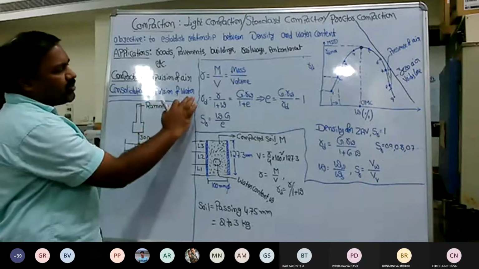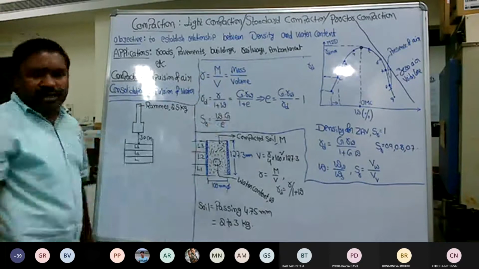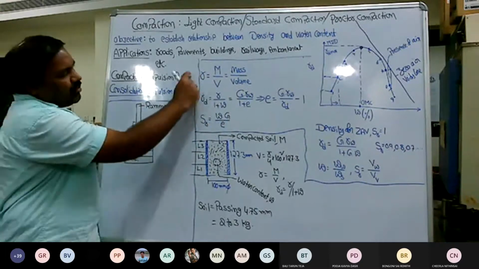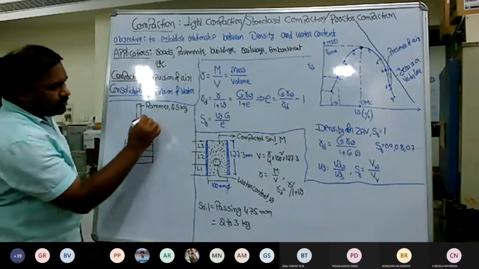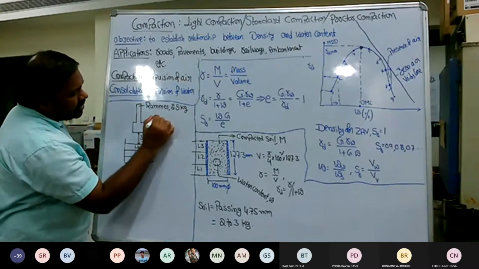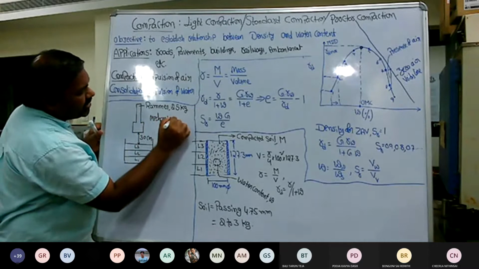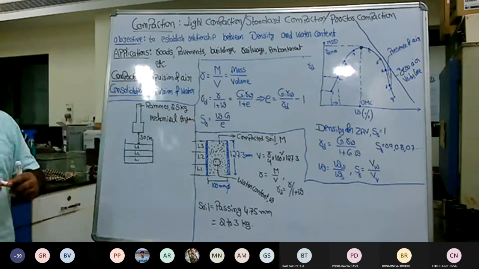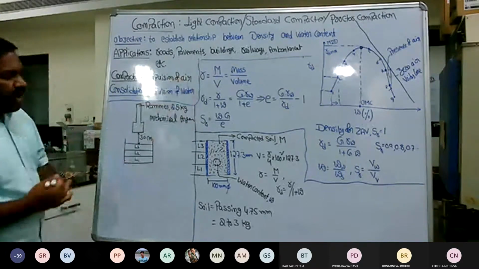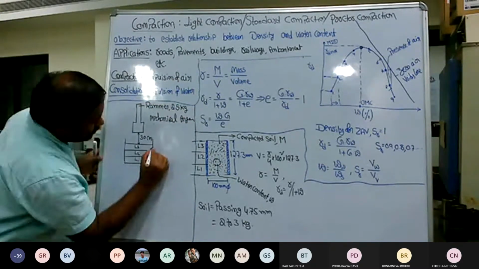In compaction you are no more dealing with expulsion of water. You are simply removing the air from the soil solids. This removal of the air is done by applying some mechanical energy. This mechanical energy is in the form of a number of blows. How do you remove the air? We will initially take a mold. This is called a compaction mold.